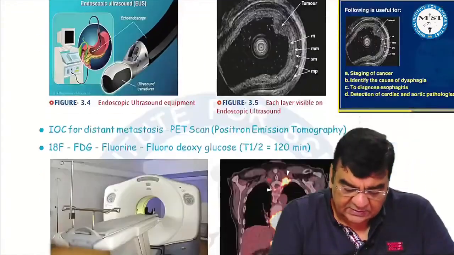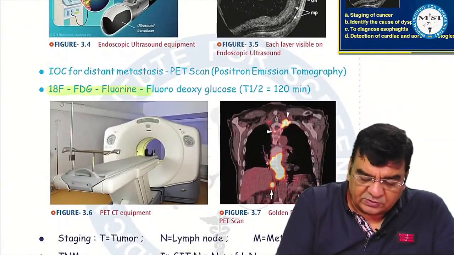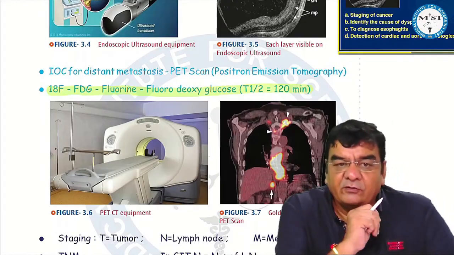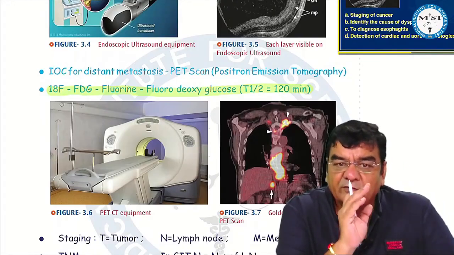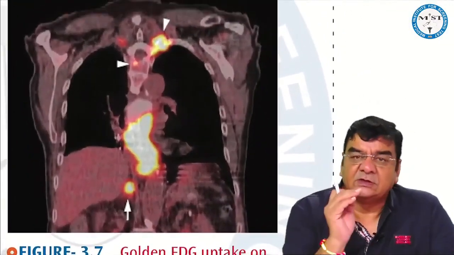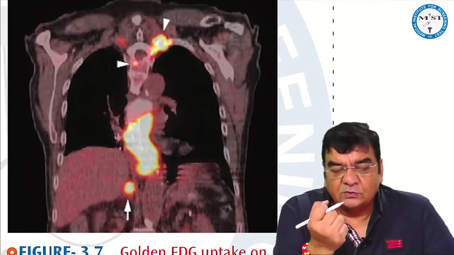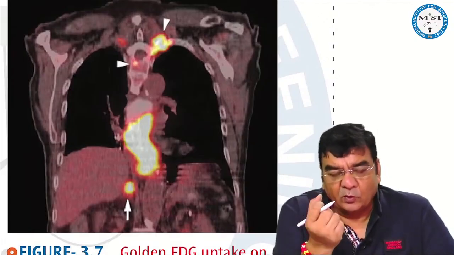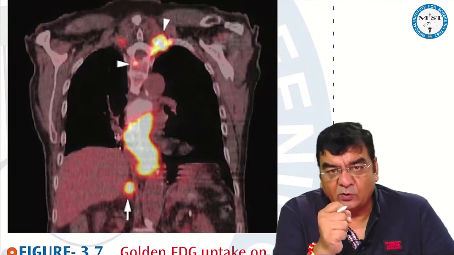For metastasis, we do a PET scan and the isotope used in PET scan is 18F-FDG, that is 18-fluorine fluorodeoxyglucose, which has a half-life of 120 minutes. In PET scan, we give this 18F-FDG isotope. It will be taken up by all those areas in the body which require more glucose. So any mitotic activity in the body will require more glucose.